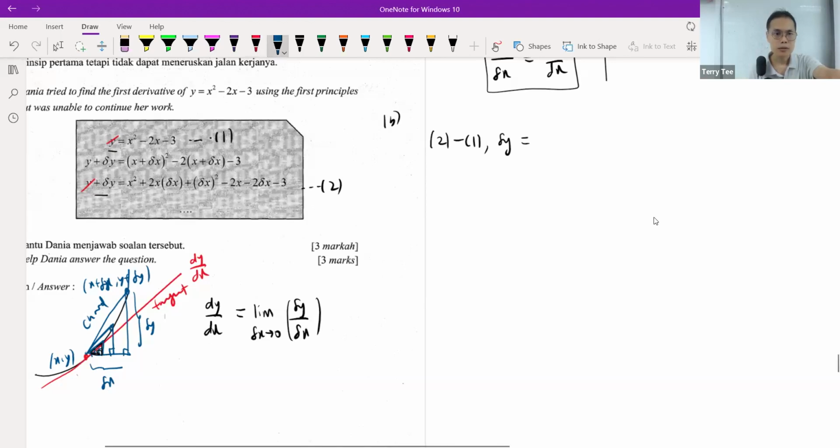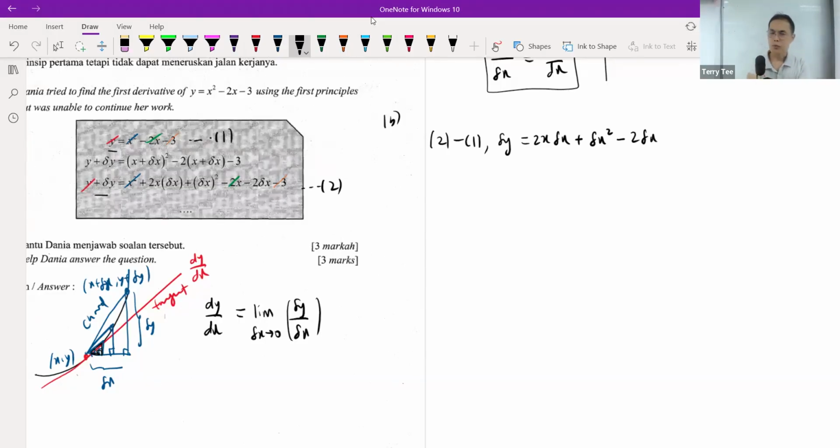Then you can also cancel x squared and x squared. What else? Minus 2 and minus 2. Okay, maybe I use a different color pen. Minus 2 and minus 2. And we can also cancel minus 3 and minus 3. So as you take equation 2 minus 1, you're left with 2x delta x plus delta x squared. There's another minus 2 delta x over here.